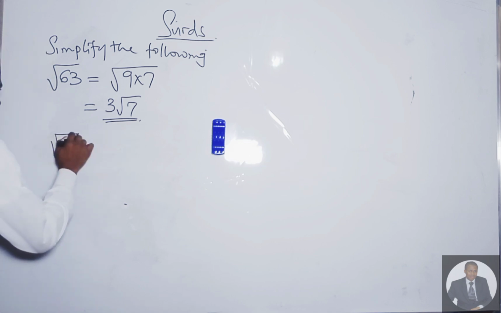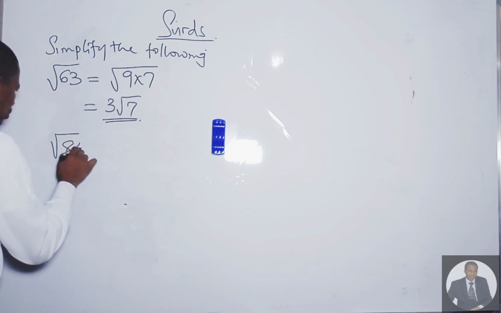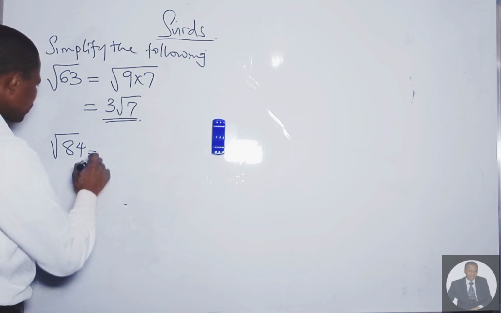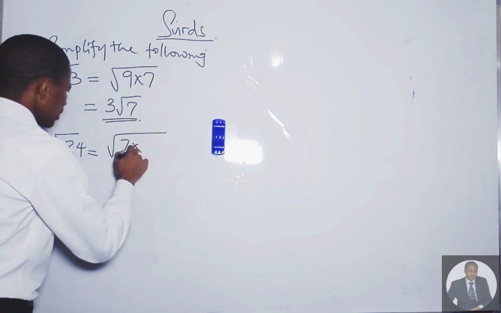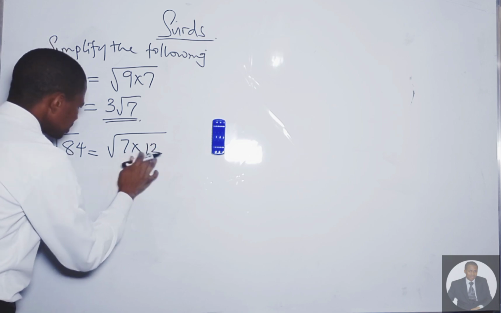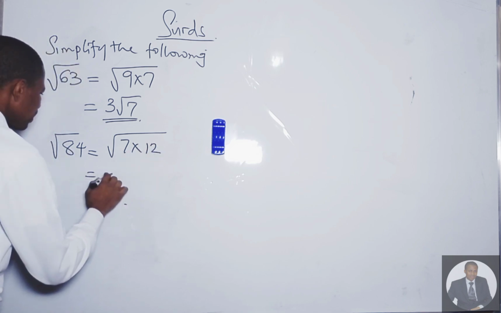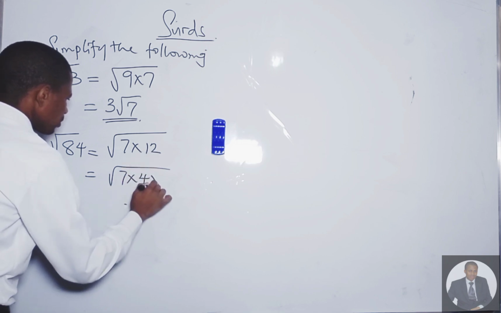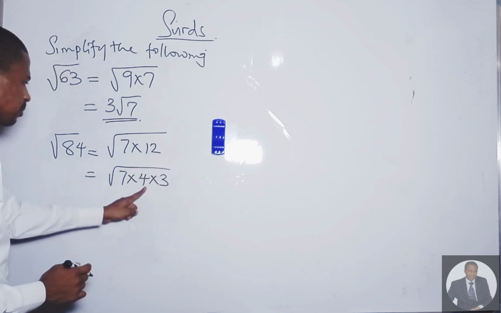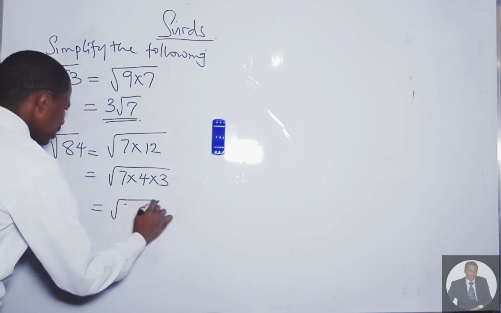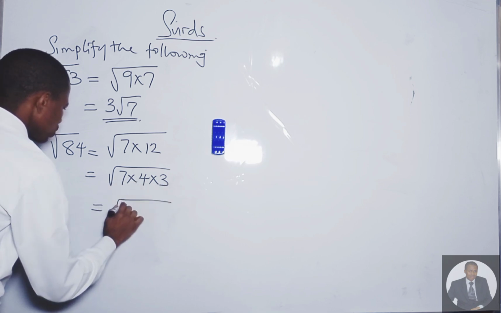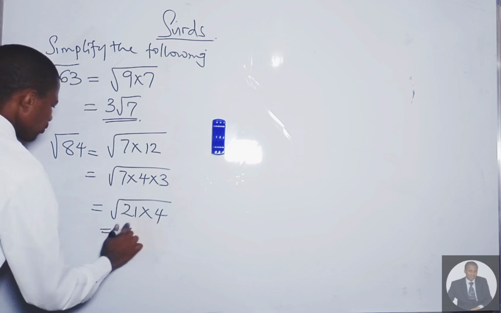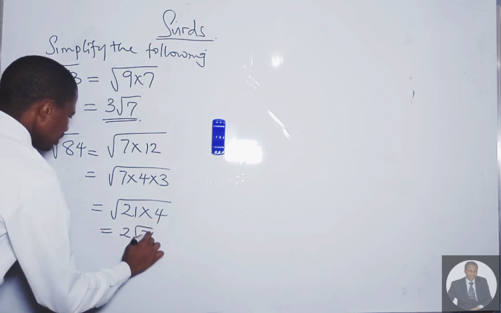Another question. Square root of 84. We have something like 7 times 12, but none of this is a perfect square. So we simplify further. We say 12 is the same as 4 times 3. 4 is a perfect square. So it's the same as saying 3 times 7, 21, and then we leave the 4. And that will give us square root of 4 is 2, and then we leave the 21 there.